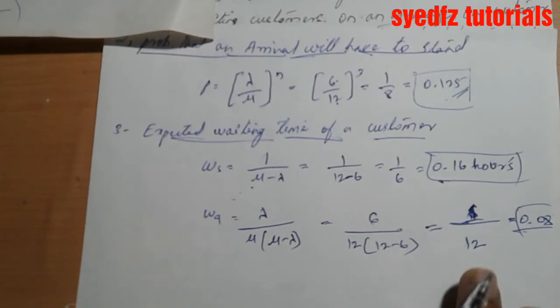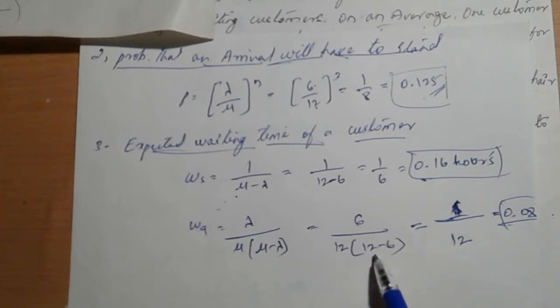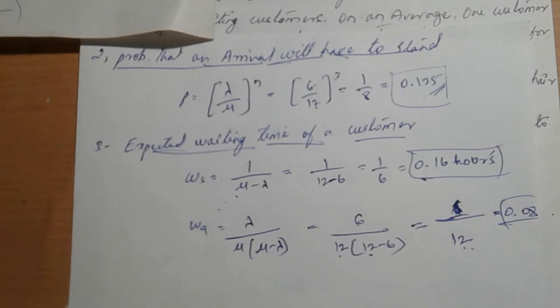How do you get 1 divided by 12? Because 12 minus 6 is 6, and 6 times 12 is 72, and 6 divided by 72 is 1 divided by 12. So 0.08 hours is what a single person spends in a queue. This is the way we calculate the queuing system with a formula.